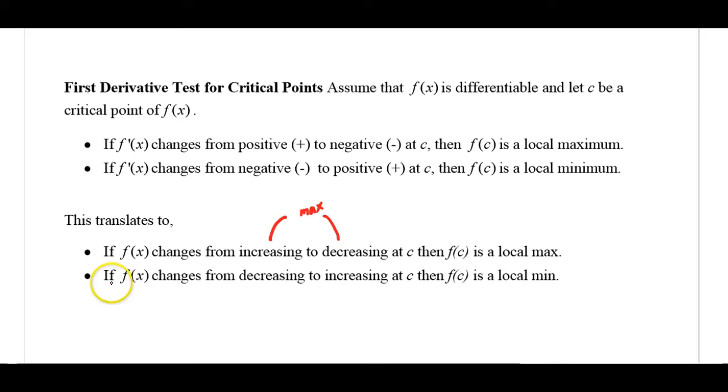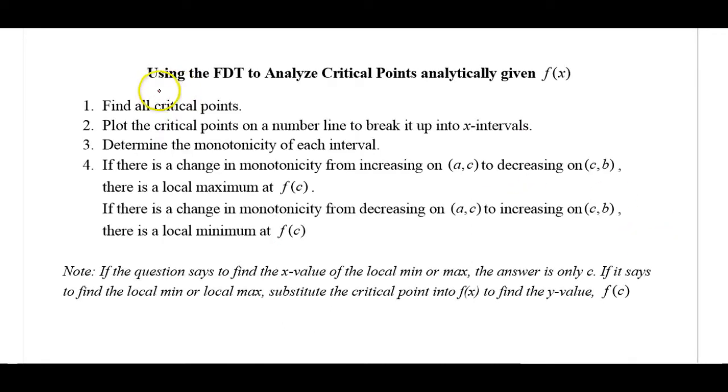And the second one says that if f changes from decreasing to increasing, so if the derivative changes from negative to positive, so the original function changes from decreasing to increasing, then at f of c, there is a local minimum. So a minimum would occur in a change from decreasing to increasing. So it should be a very intuitive test if you understand the relationship between a derivative and the original function being increasing or decreasing.